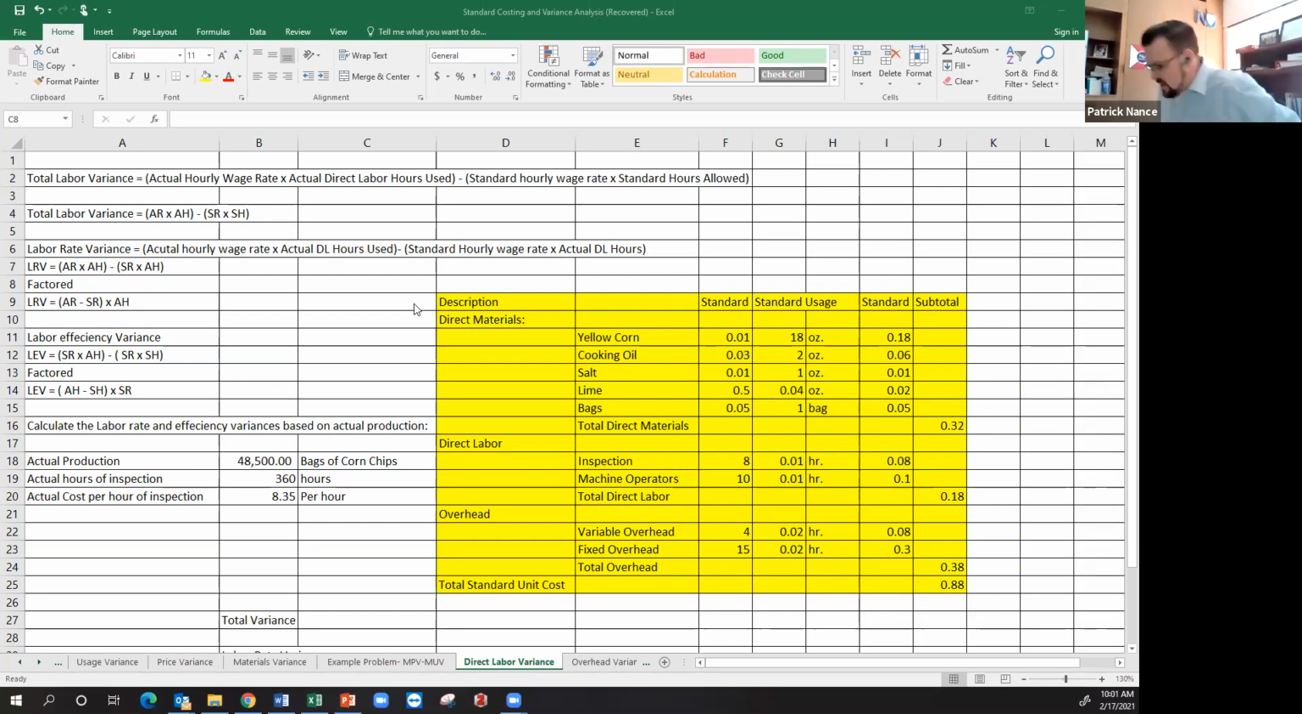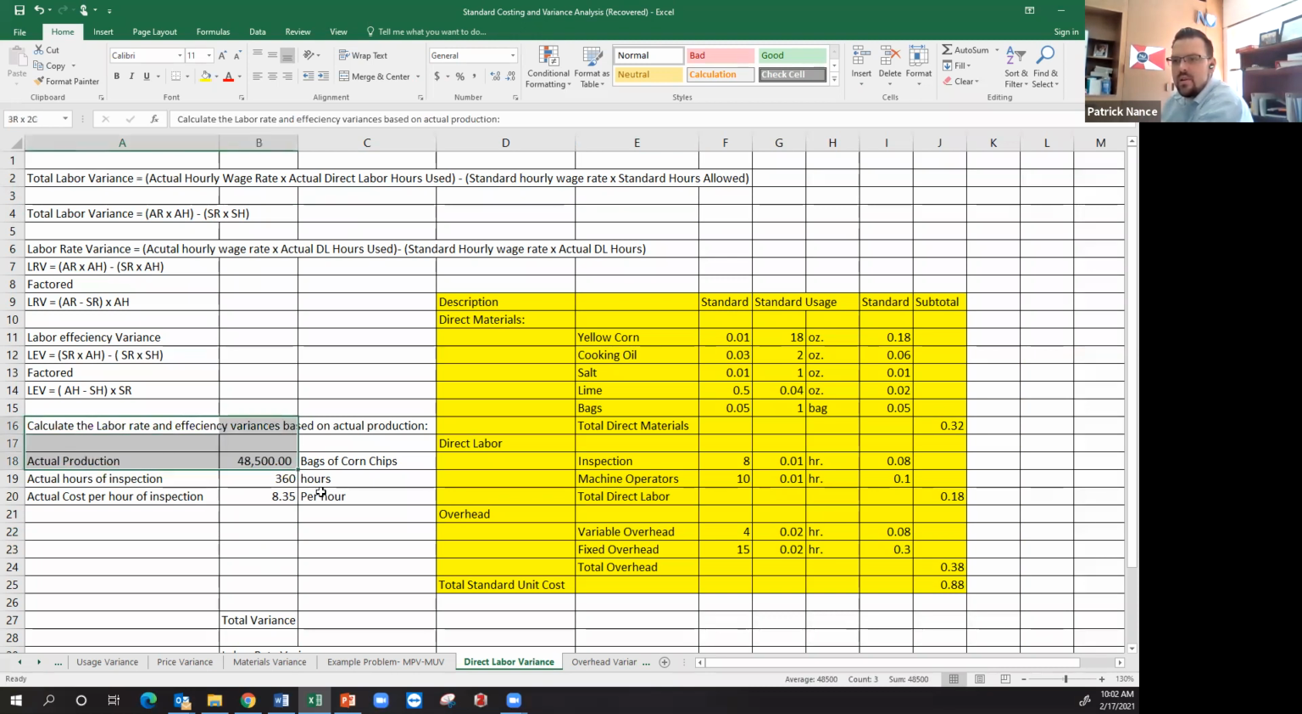Okay, now we're going to look at labor variances. The total labor variance defines how much I spent on labor compared to what I thought I was going to spend for direct labor specifically. I take the actual hourly wage rate times the actual direct labor hours used, minus the standard hourly wage rate times the standard hours allowed. When it says allowed, that means the quantity that was actually manufactured. The short version is my actual rate times my actual hours minus standard rate times standard hours. So we need to find my variables first in this problem.